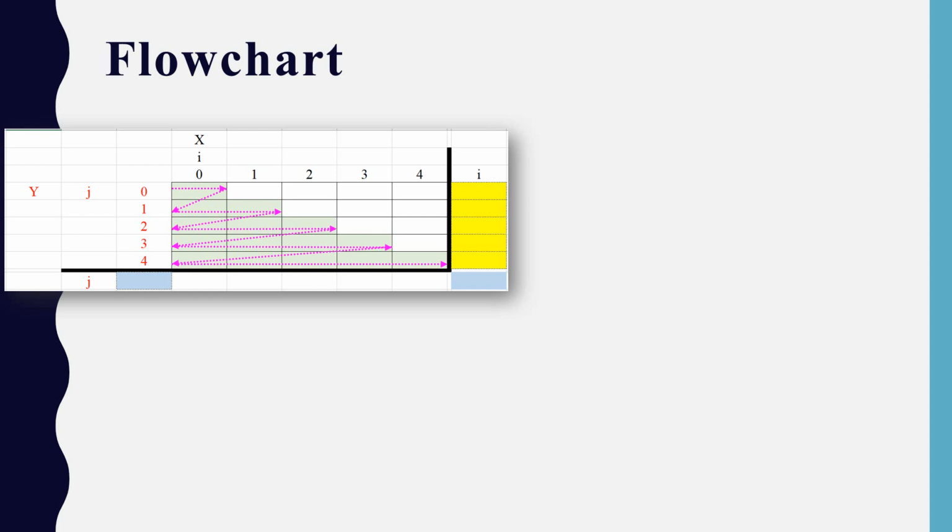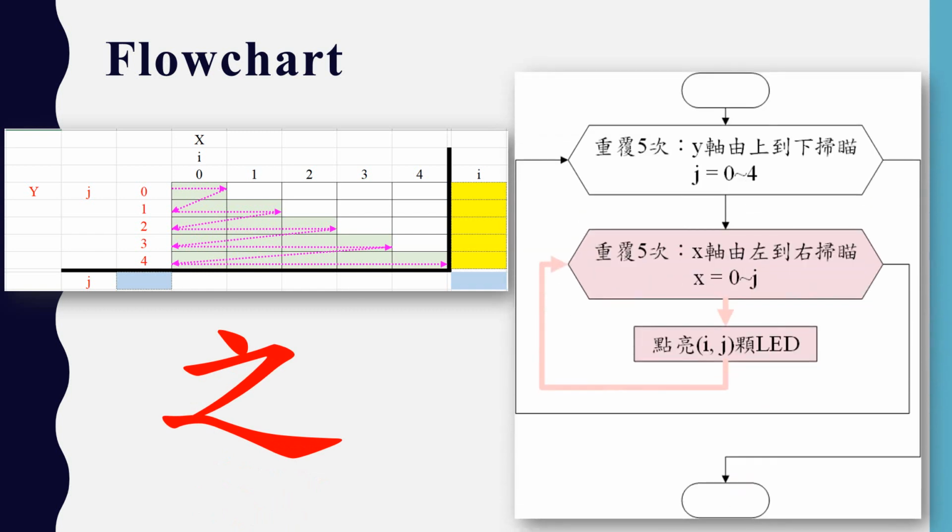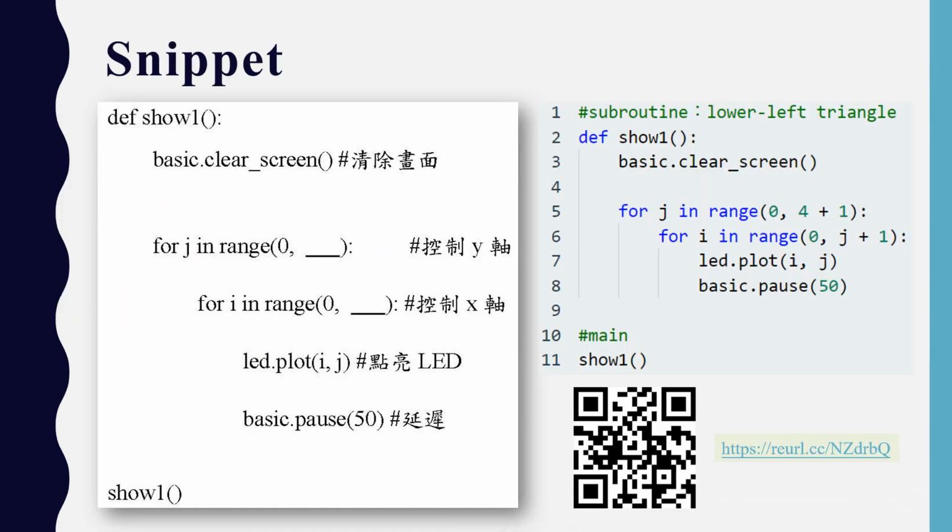Then, a flow chart which scans from left to right and from up to down, like the writing order of the Chinese word 之. Finally, we give every student a snippet to write down the entire code.